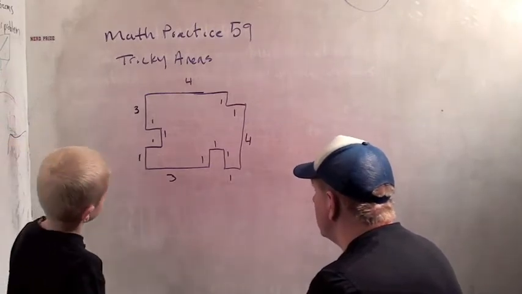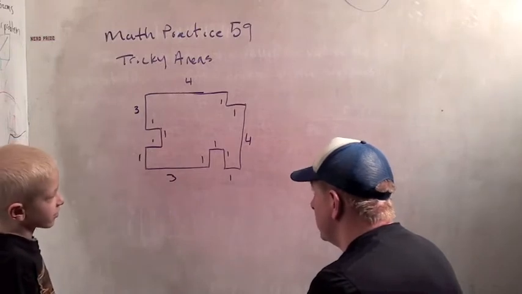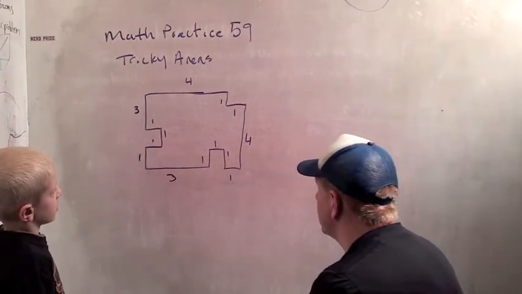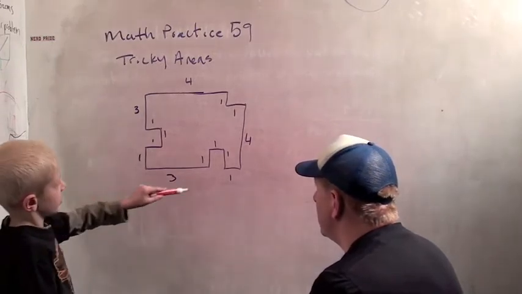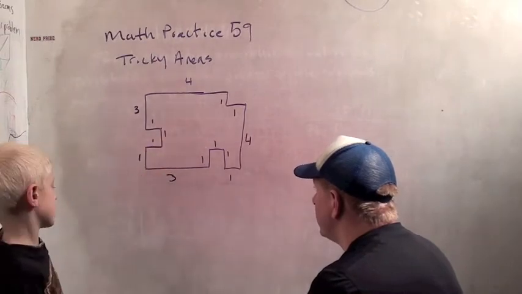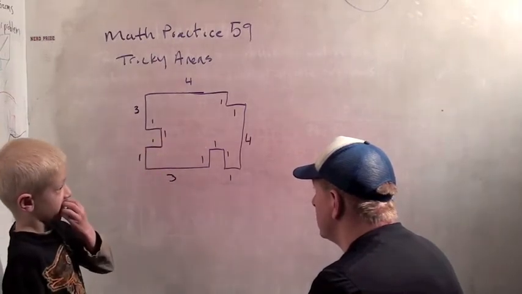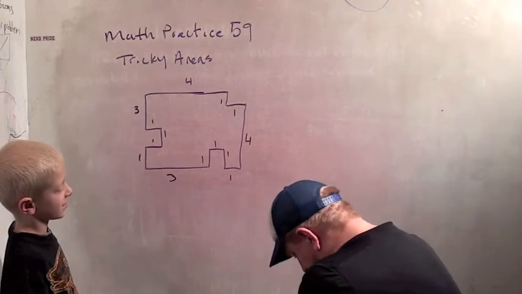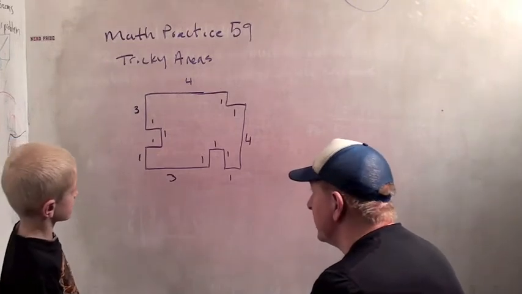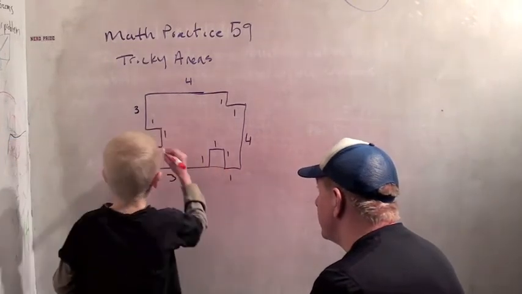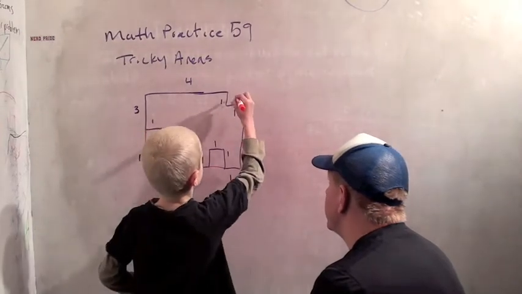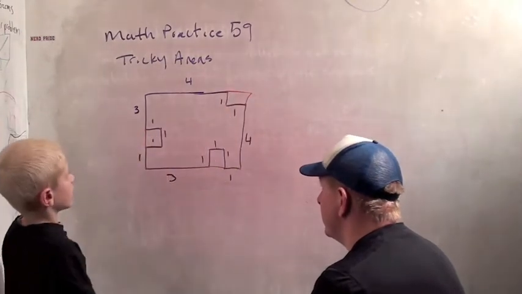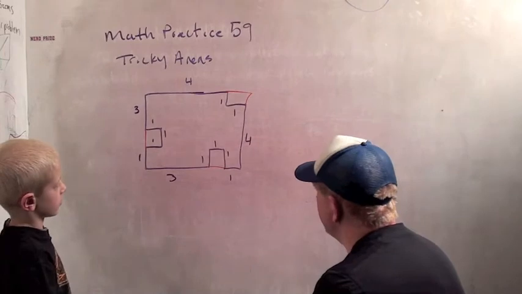Well, you could split it into smaller rectangles. Or you could just fill in the squares and then take them out when you're done finding the area. That would be interesting. Show me what you mean. So you would fill in these squares. This is an interesting idea. What's your new shape?